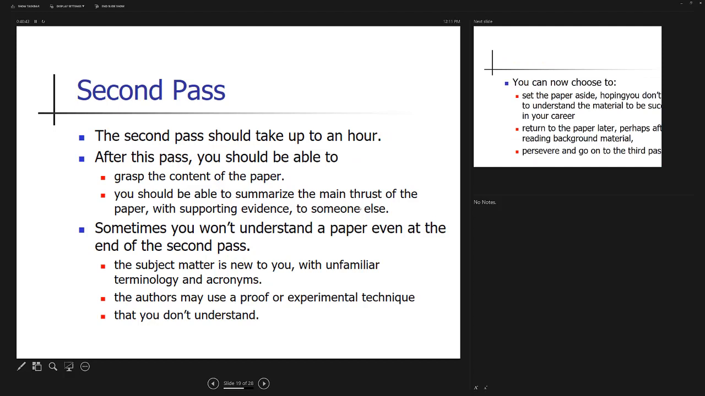Okay, where should the second pass take us? The second pass should take up to an hour. Maybe for your case it may be 2 hours, it may be even 3 hours, it may be even 4 hours. It's fine. You are at the start of your research. Okay, do not actually expect things to be very clear. Maybe in a specific field your first paper may take even days or even weeks.